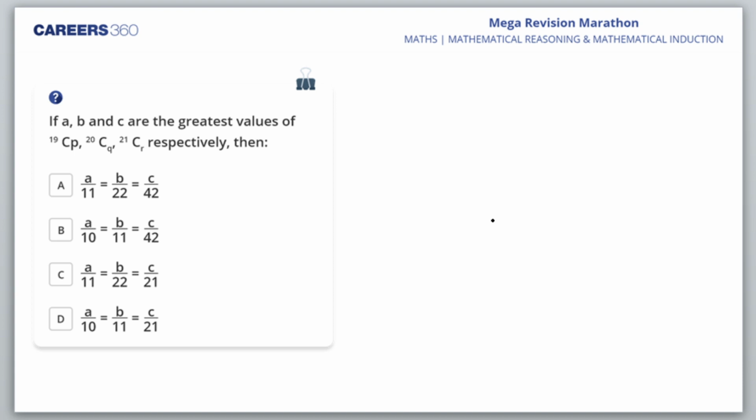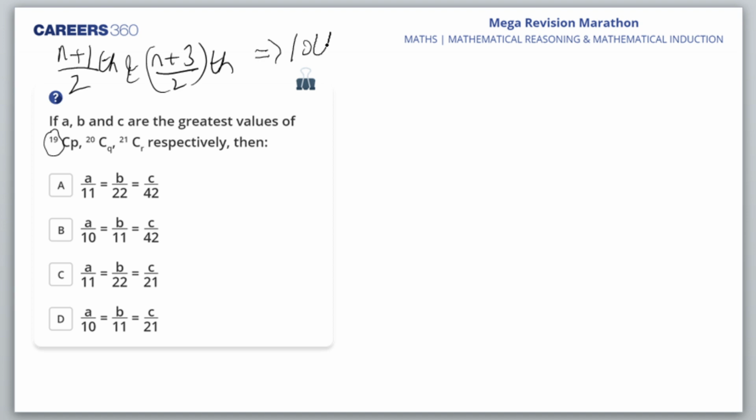Solar DX A, Sanskriti Mishra A, Baswaraja A, Jatin Raj A. So you see, 19CP, what's the greatest value? When n is odd, the greatest coefficient is the (n plus 1) by 2th, or (n plus 3) by 2th term. Okay? And so that is the 10th or 11th term. Am I right? 10th or 11th term.